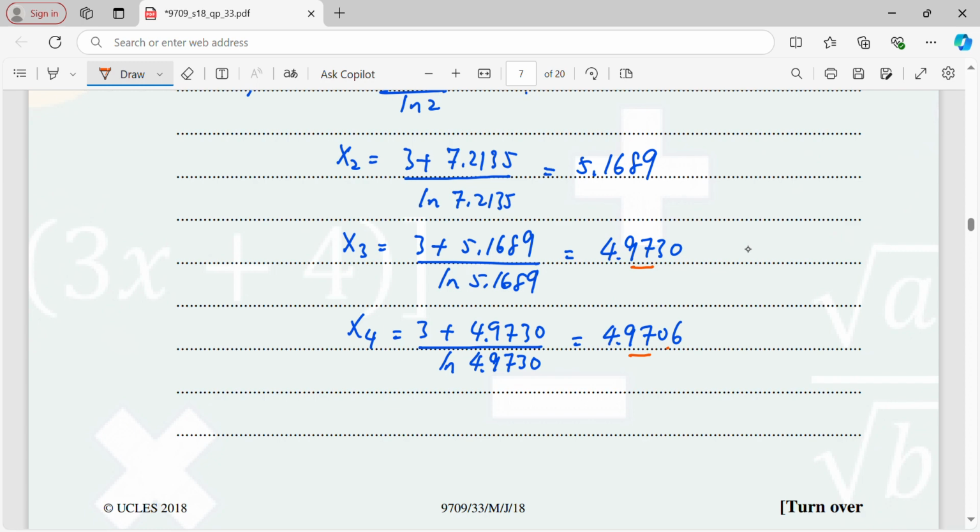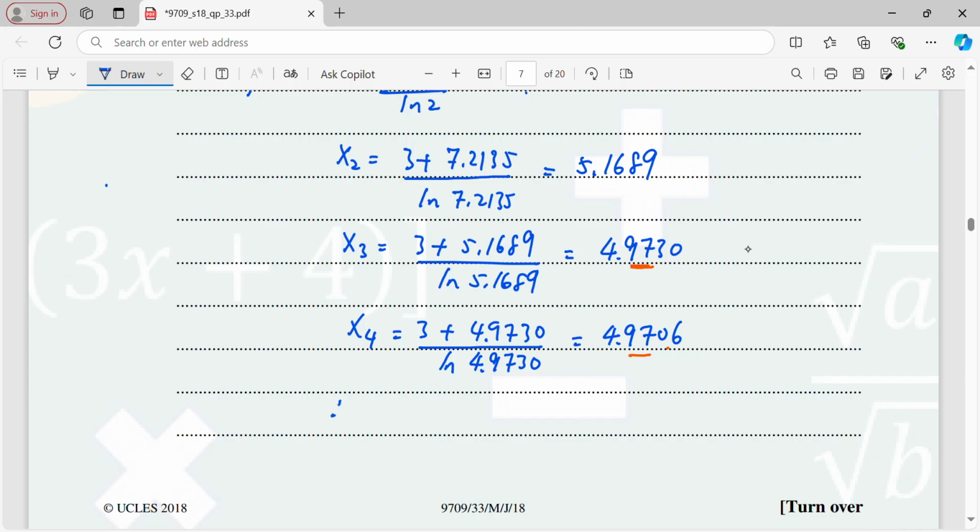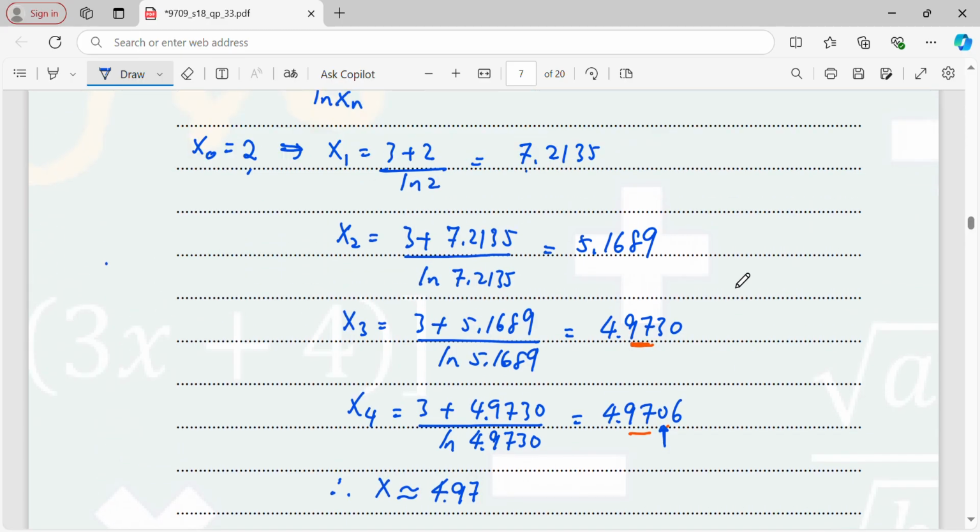You see the values are getting smaller, and it is 4.9706 right now, and I'm getting the same to 2 decimal places. Then I will just write that my x approximates to 4.97, by looking at the latest calculation, because after the 7 the next digit is 0, so we can just ignore the 06. No rounding off here.